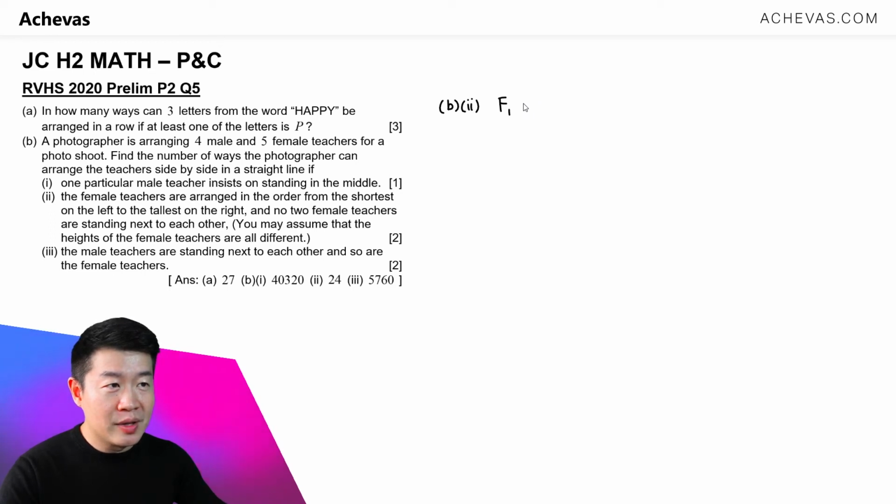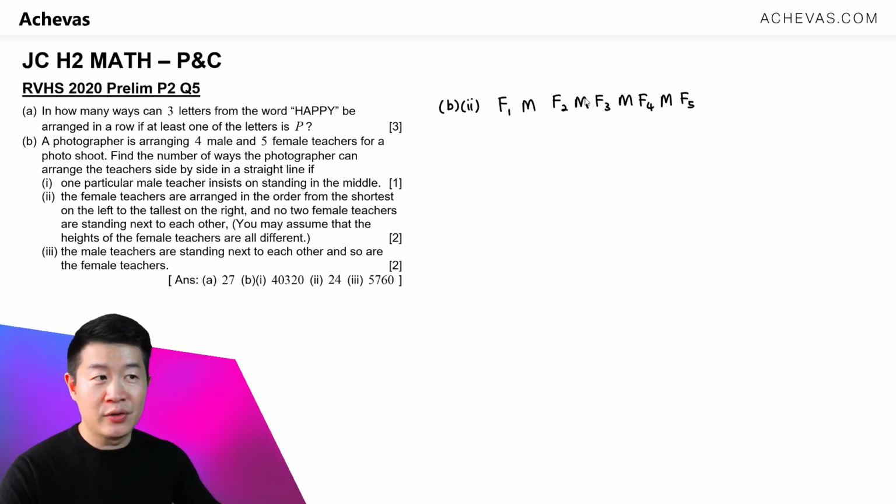Then after that, it's going to be a male teacher. Then after that, the next female teacher, which is taller than this. There's only one other person who is taller than this, but shorter than the next one, which is F3. And we have an F4, and we have a final F5. And since there are only 4 male teachers, the male teachers have to be arranged this way in order for the female teachers not to be standing side by side.